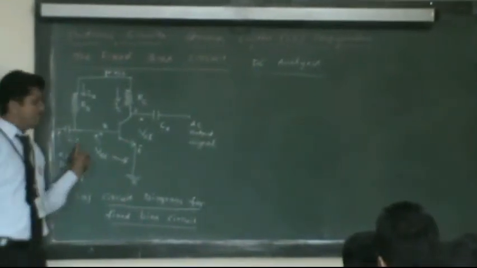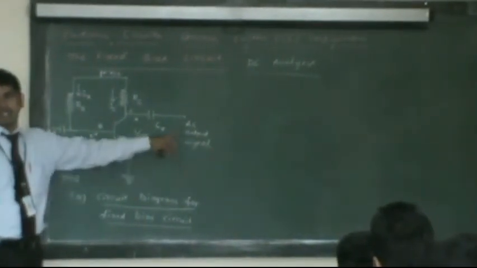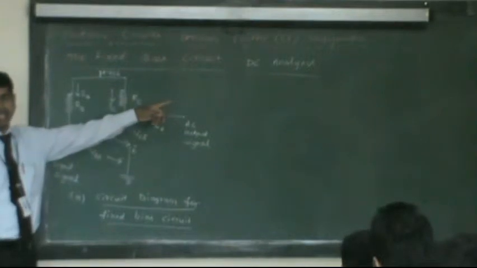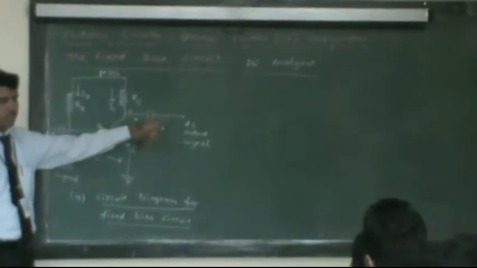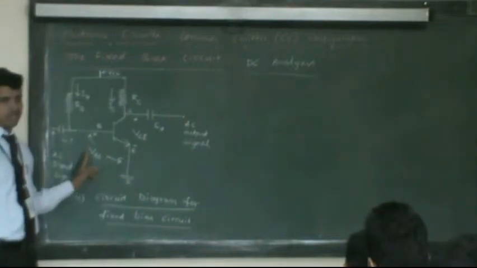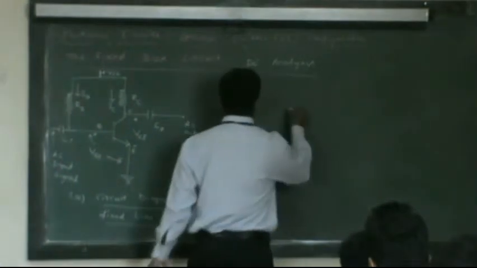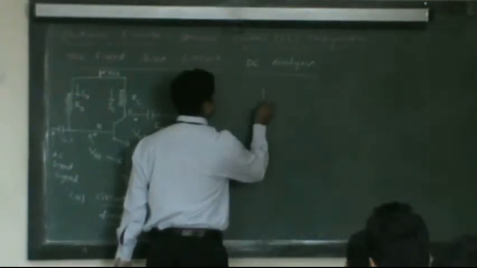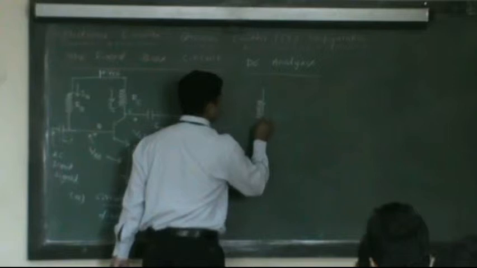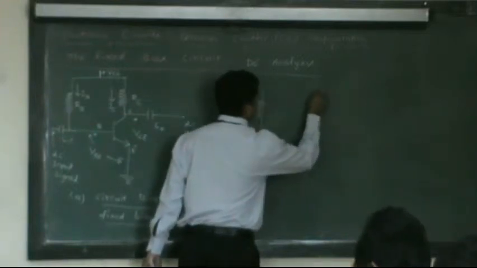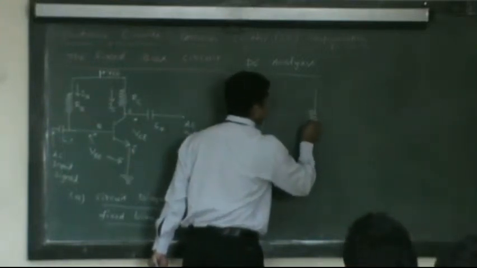And of course, capacitors should not be used in the DC analysis, so ignore the capacitors. That means only this portion will be used in the DC analysis. So we will rewrite the circuit for DC analysis. For DC analysis, just use this particular circuit diagram, which we will write as the DC equivalent circuit.